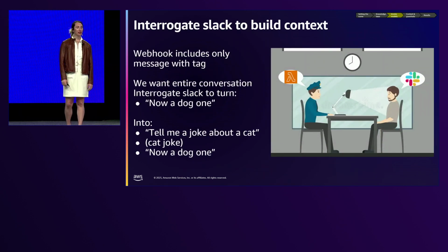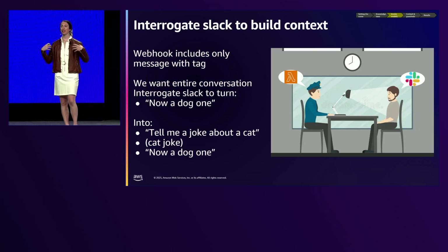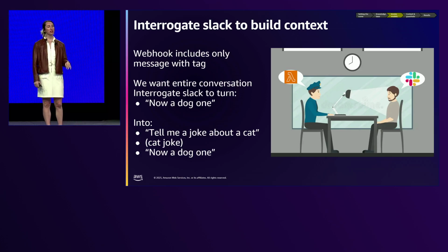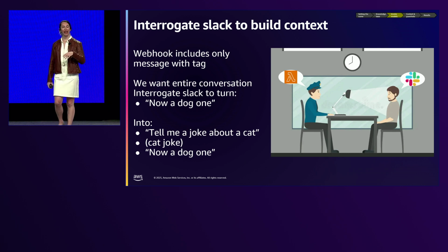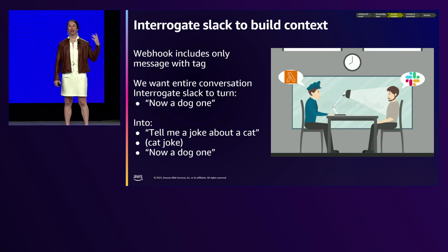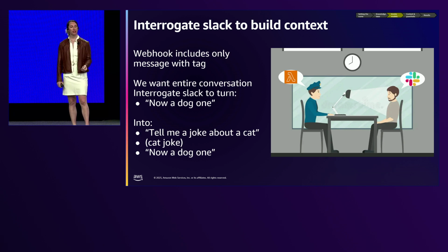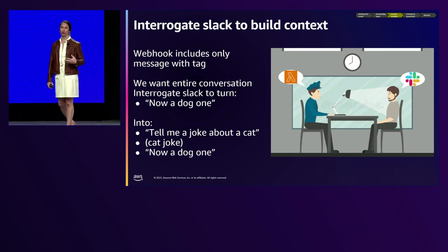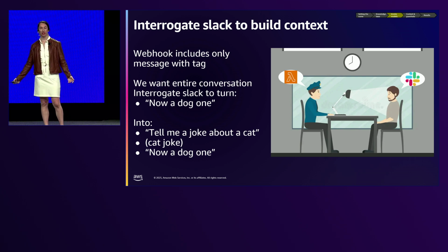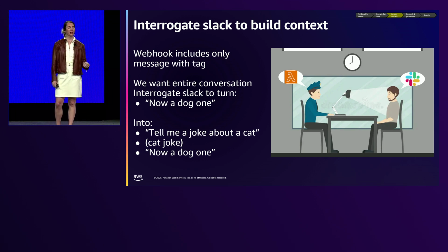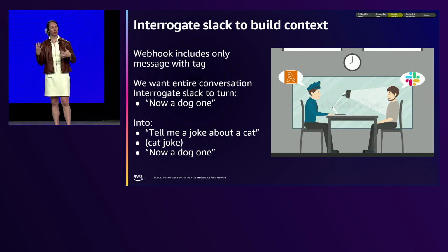And then we interrogate Slack to build context. So we've triggered the worker bot that actually does all the cool Bedrock stuff. It's the difference between "now a dog one" in response to "tell me a joke," and the model tells a joke and it says "now a dog one." So understanding the context of conversations in the way a human would, in a conversational way, is really important. And it becomes more so when there's dozens of responses, and lots of different ideas being introduced and responded to.